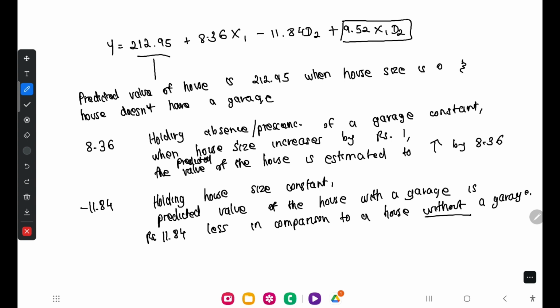Then we have our interaction term, which is the new thing we are learning, 9.52 x1 into d2. So what can you say about that? Are you holding any variable constant? No, because both are being considered over here. What can you say about the house size when it's increasing by 1?